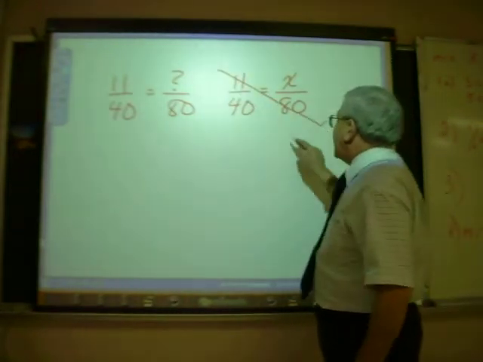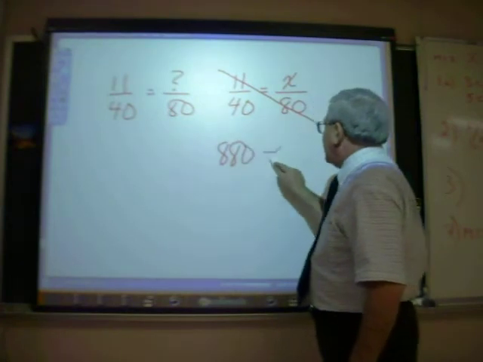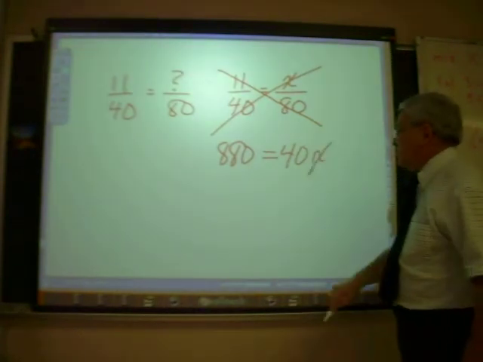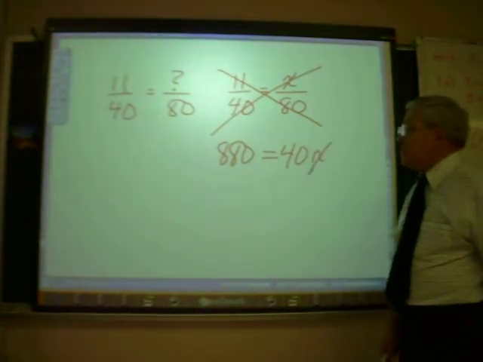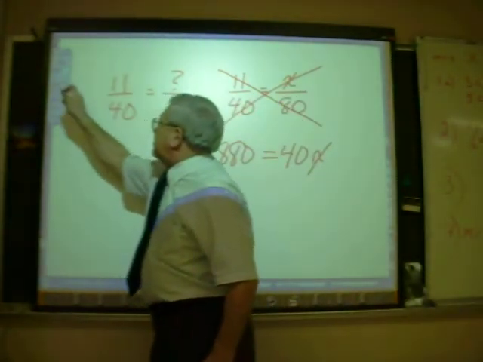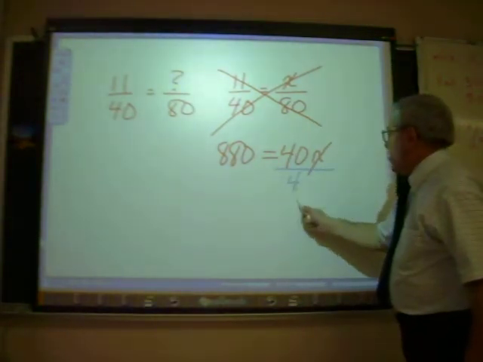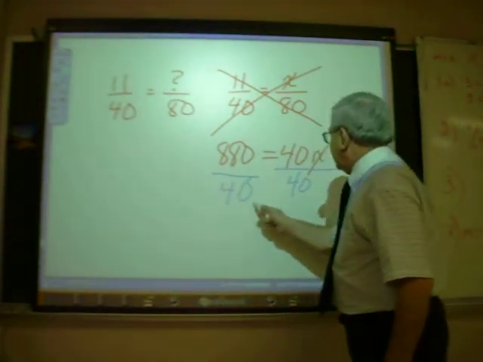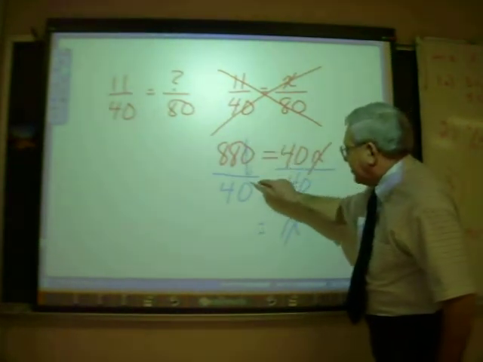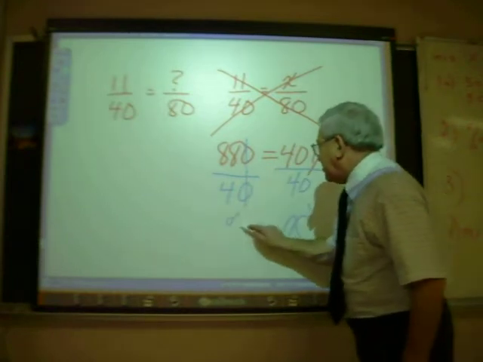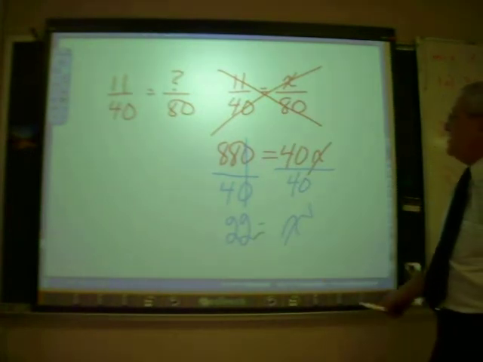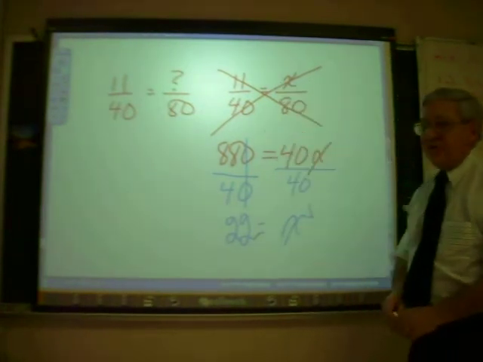We go 11 times 80 equals, well, the other two multiplied together, 40 times X. So now again, we have a simple one-step equation to solve. 40 times what number is 880? So we divide each side by 40. 40 into 40 is 1. I have 1X. 880 divided by 40, let's see, I'll divide by 10. 88 divided by 4 is 22. So X must be 22. So 22 over 80 is 11 over 40.